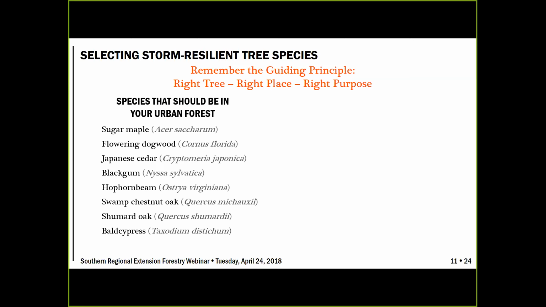So some species that should be in your urban forest for their storm resiliency include sugar maple, flowering dogwood, Japanese cedar, black gum, hophornbeam, swamp chestnut oak, Shumard oak, and bald cypress. Again, this is not intended to be an exhaustive list nor an authoritative list, and I've tried to have a nice blend of small, medium, and large maturing species so that we can be cognizant of the space constraints that we often encounter in urban environments, but also giving consideration to the needs for ornamentation as well as deciduous and evergreen species.